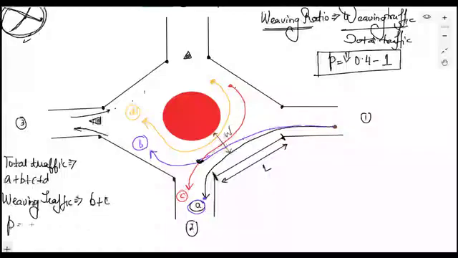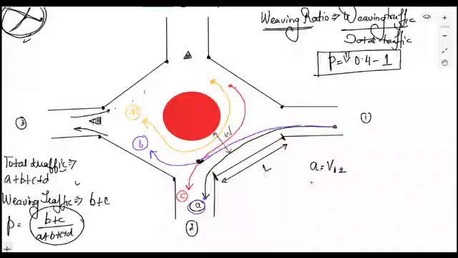If you want to calculate the weaving ratio, this will be B plus C divided by A plus B plus C plus D. Fine. This is the weaving ratio. This is the weaving traffic. This is the total traffic. This is the weaving ratio. Now, what is A? A is the vehicle which is starting from 1, entering into 2.